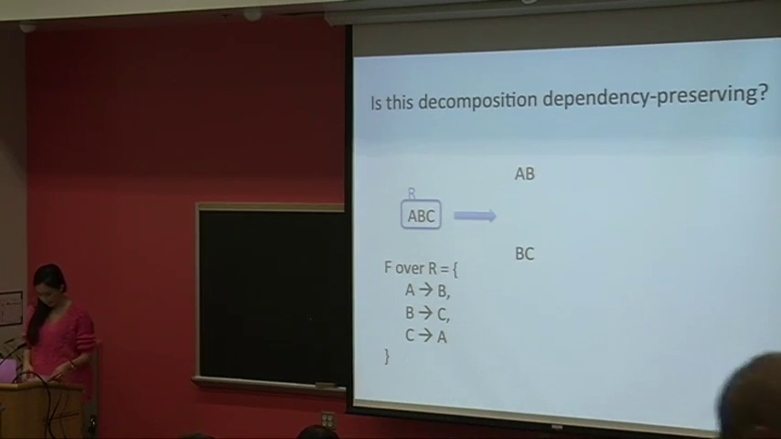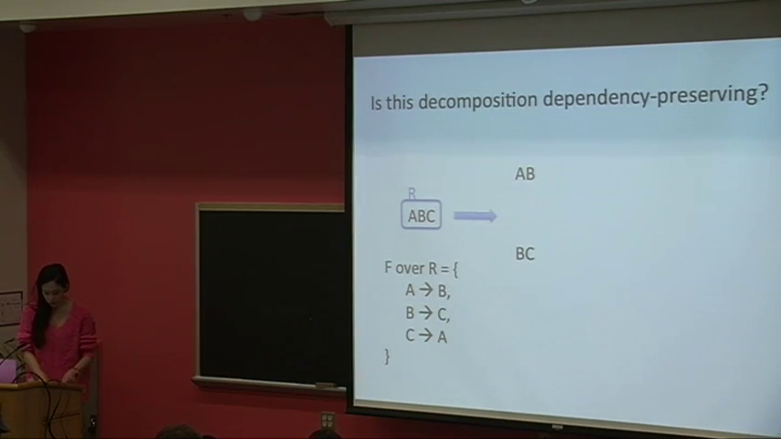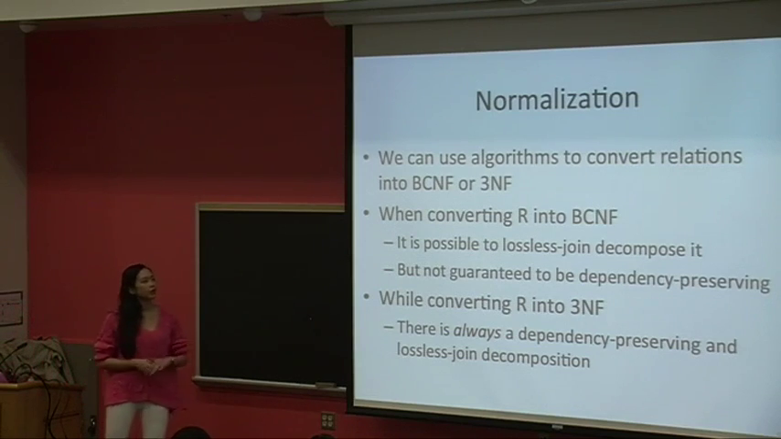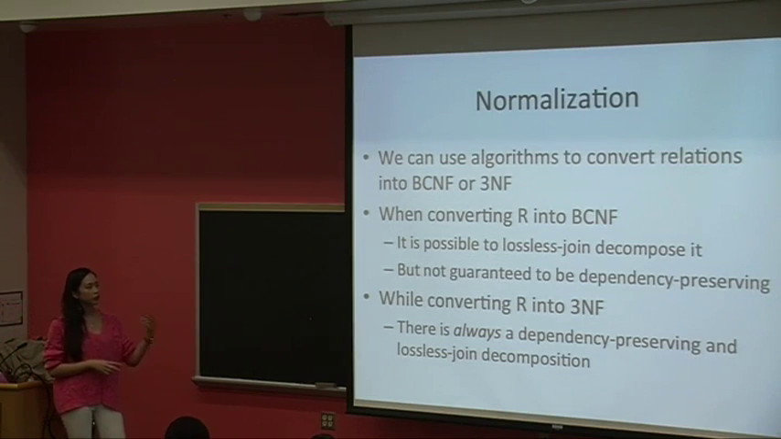But, however, a lot of times when you are given a schema and you are the one who wants to decompose it, it might be hard to start. So there are some standard ways you can do it. We call it normalization, which I'll talk about next. So for normalization, we can use algorithms to convert relations into either Boyce-Codd normal form or Third normal form, which are the 2 most commonly desired.